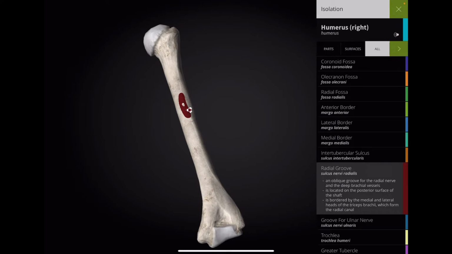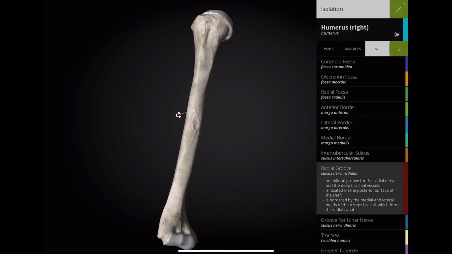There are certain complications that take place, especially if you have a fracture in the mid shaft of the humerus, that can cause damage to the radial nerve, which can lead to severe consequences. But again, that's something that will be discussed in a later video. So for now, just remember that the radial groove has the radial nerve and it has the deep brachial artery.